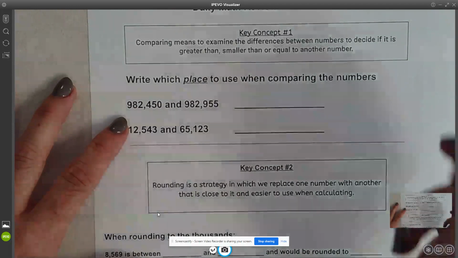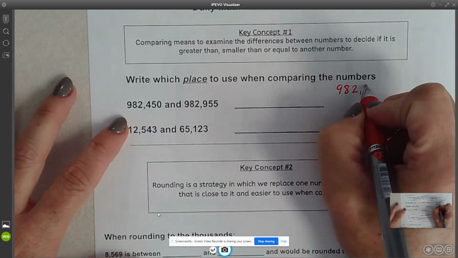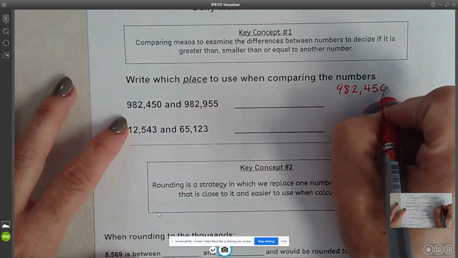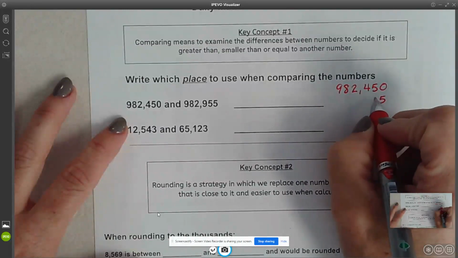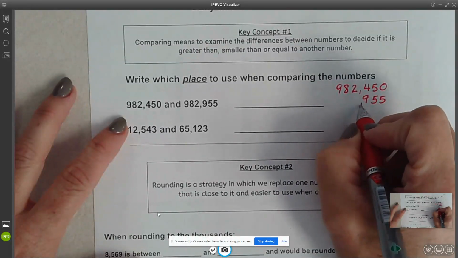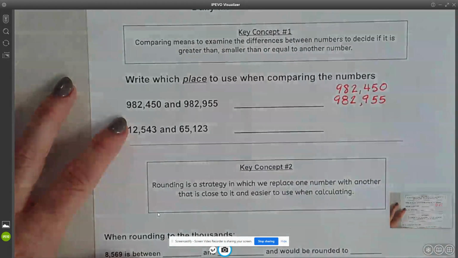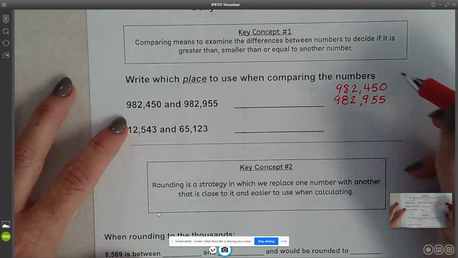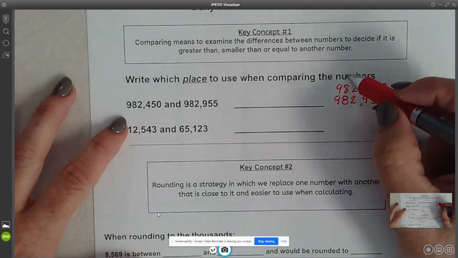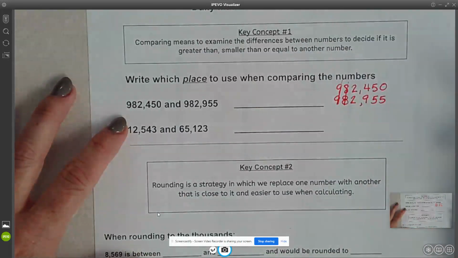Well, the first thing that I want us to always do is to stack our numbers, just like we have been doing. So 982,450. And then I'm going to start from the ones here to make sure I get everything lined up just perfect. And when you stack them, it sure makes life a whole lot easier to see where you're going to have to compare at. So you're always going to start with your highest value. My 100,000s is the same. My 10,000s is the same. My 1,000s are the same.